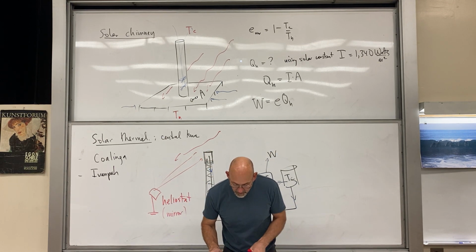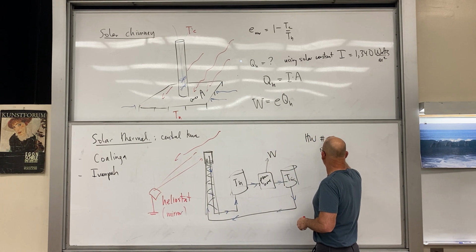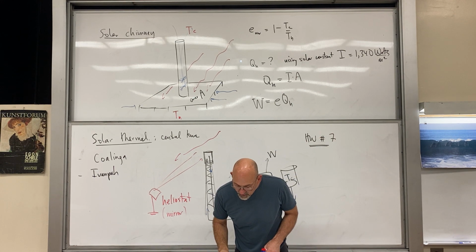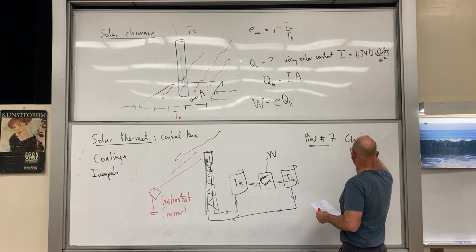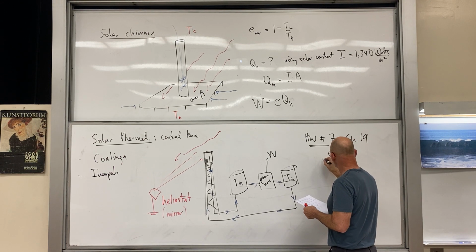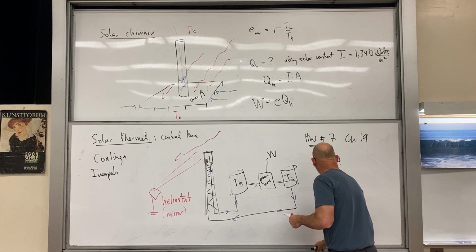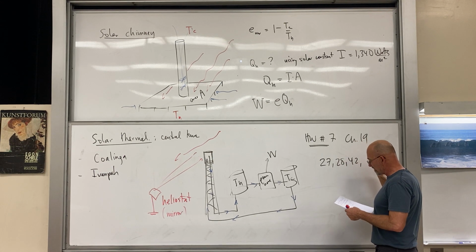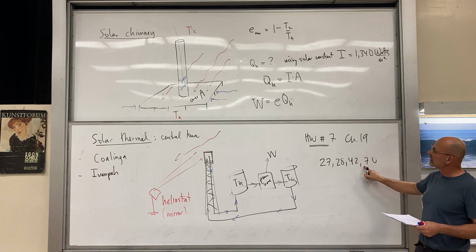We have homework number 7. These are from chapter 19: 27, 28, 42, and 70. I think this is the interesting power plant one with the river cooling.